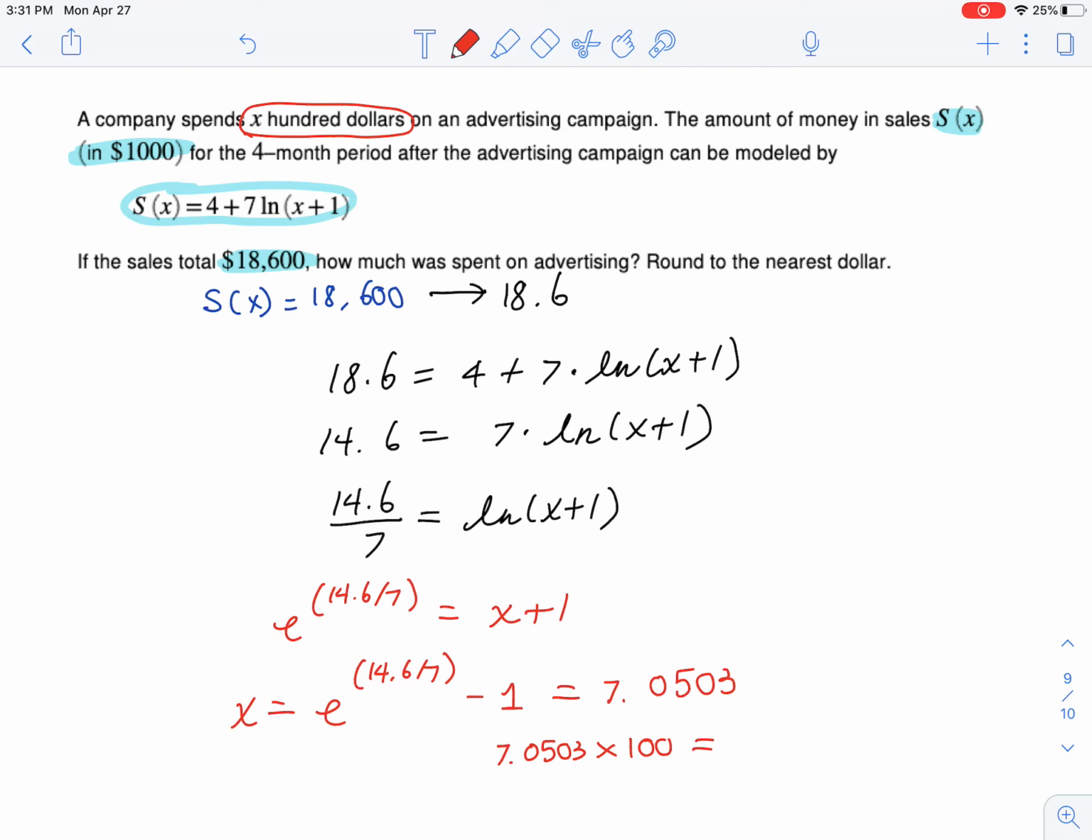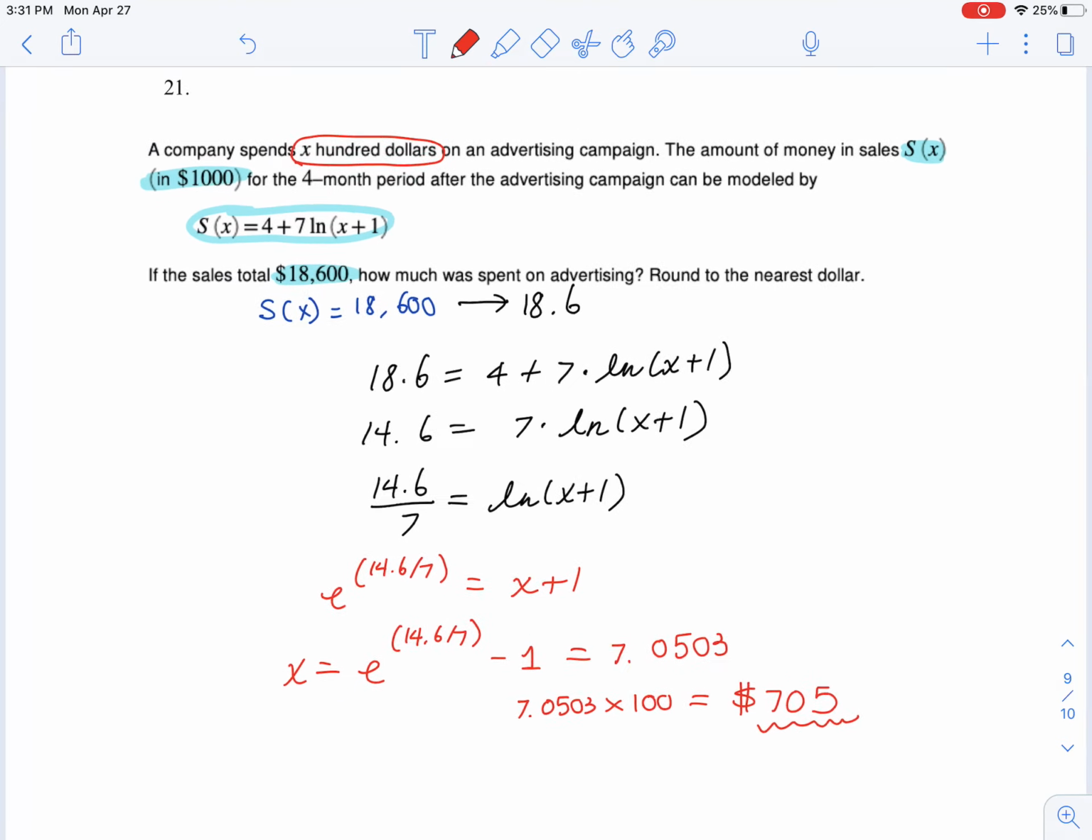So they spent about, let me put the unit, they spent about $705 on advertising. That's what it is. It was kind of tricky just because the units were in different dollar amounts. But other than that, solving for it, setting it up, wasn't too bad, right?